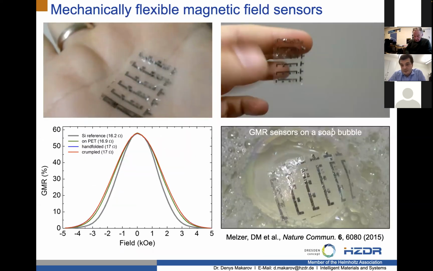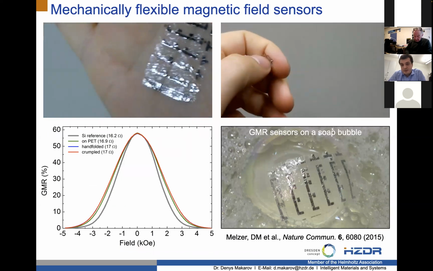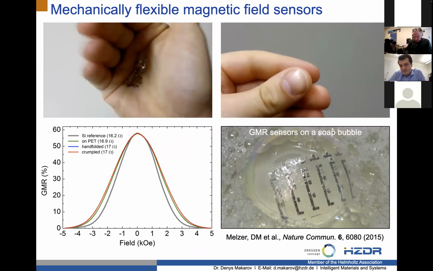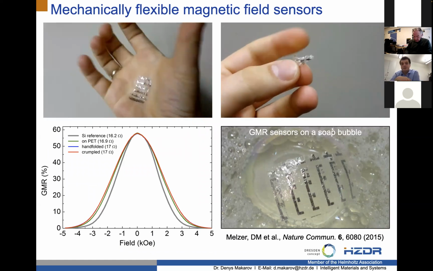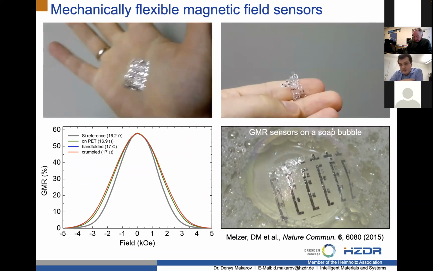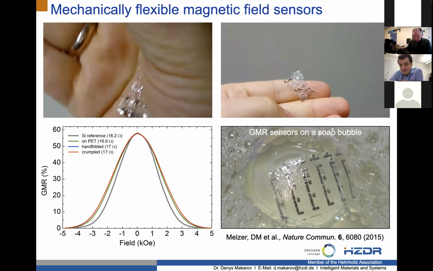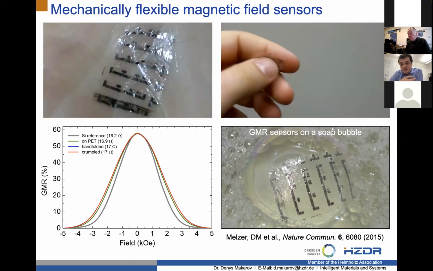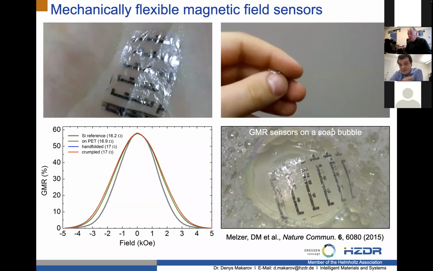If you have such sensors, which are geometrically, mechanically flexible and also very, very sensitive, you can just put them on any kind of surface. This is a specific example where you put it on skin. What is important, it remains very robust. It's a magnetic field sensor, which is a GMR in this specific case. You can jam it, you can bend it, you can do whatever you want to it.